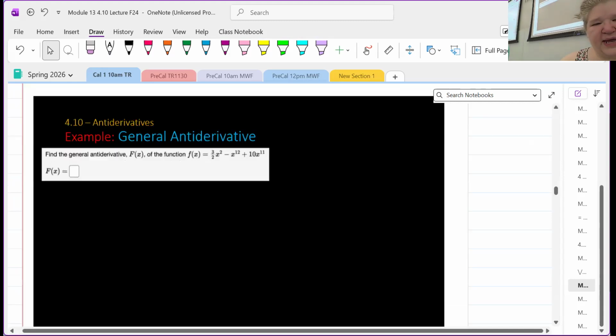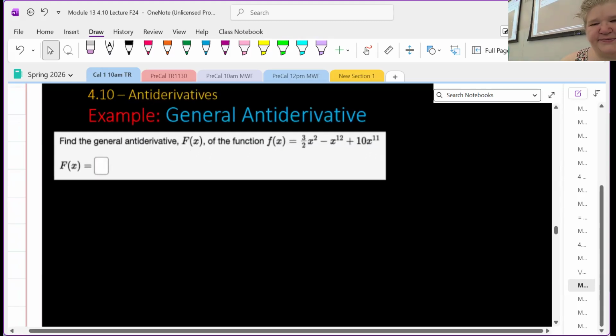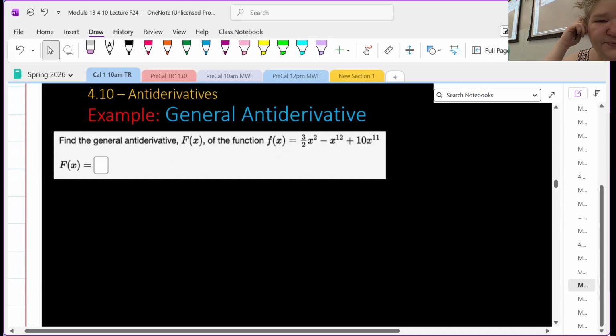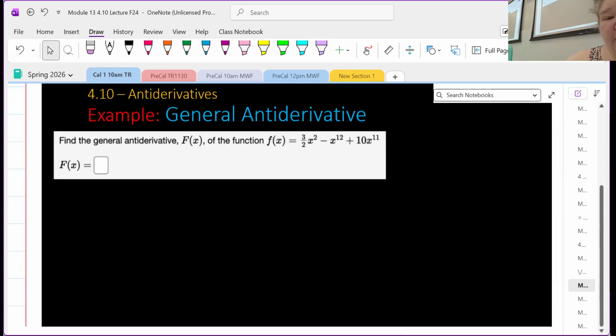All right, so here we got some practice. So we're going to do the antiderivative of each of these terms. And then at the end, we're going to remember our plus c.